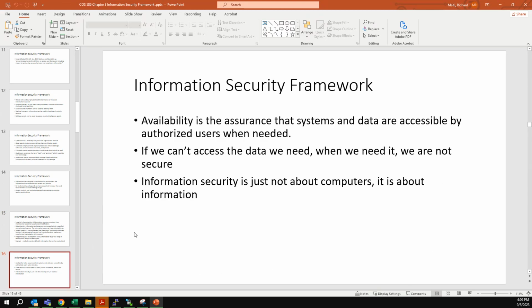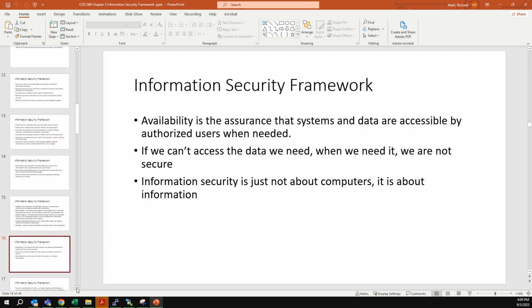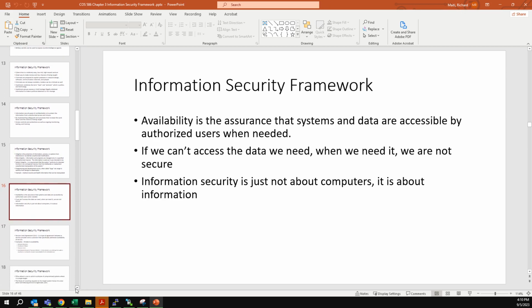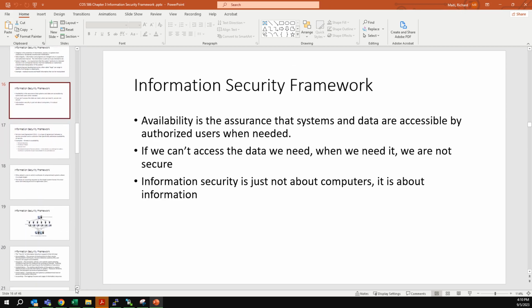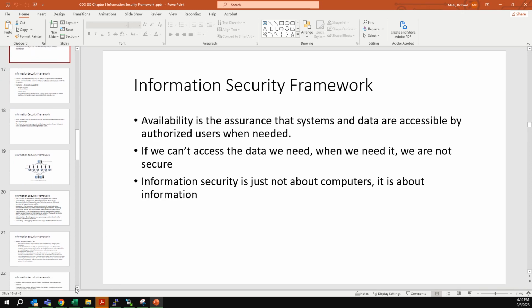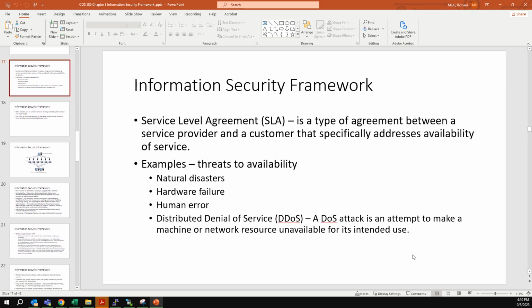Availability is important, so we want to make sure we have the data when we need it, for authorized users. If we can't access data, we can't do our job. So it's not about just systems and computers. It's also about information, accessing the information when we need access to it. Service level agreement: this is a type of agreement between service provider and customers that specifically addresses availability of services.